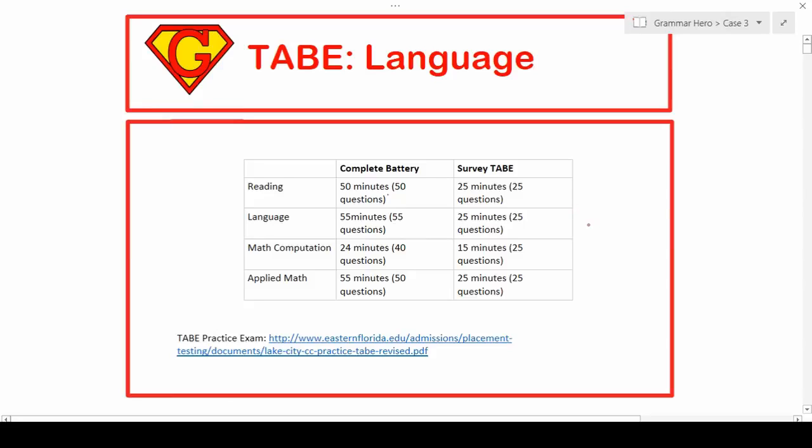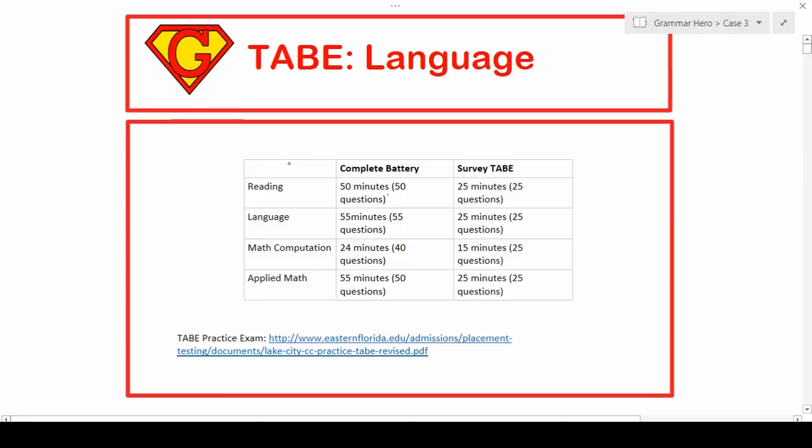In case you didn't know, the TABE is an exam that many people have to take in order to be admitted to the police academy as well as firefighter school. In addition, many law enforcement agencies use the TABE to screen candidates. TABE actually stands for Test of Adult Basic Education.